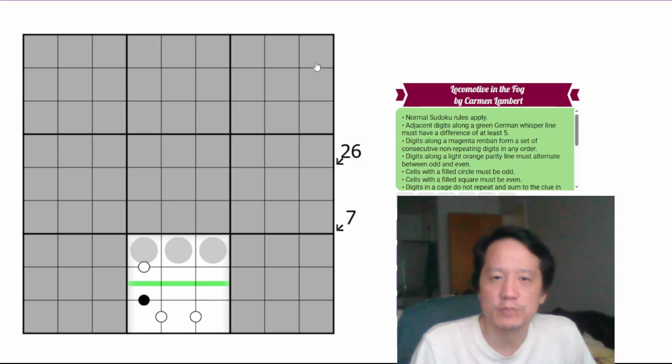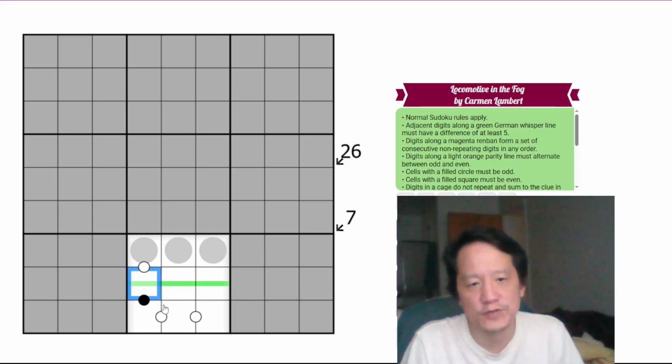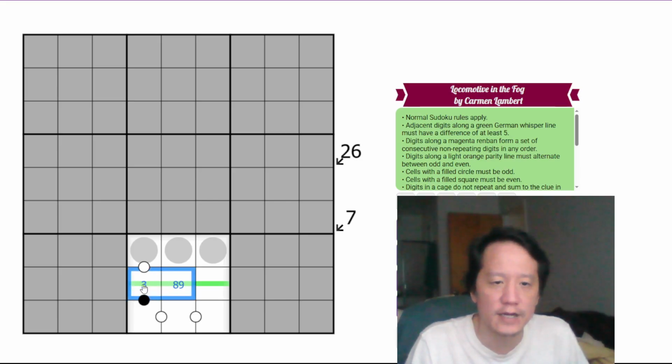Normal Sudoku rules apply, which means fill the entire grid with the digits 1 through 9 such that there are no repeats in any row, column, or box. We also have adjacent digits along a green German whisper line must have a difference of at least 5. So as an example, if this were a 3, this would have to be an 8 or a 9, because 8 and 9 are the only digits that are 5 or more away from 3. So that's an example of how German whisper lines work.